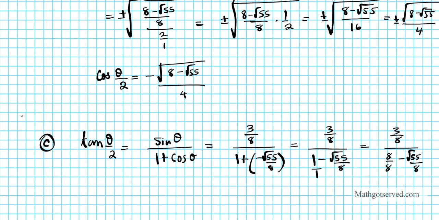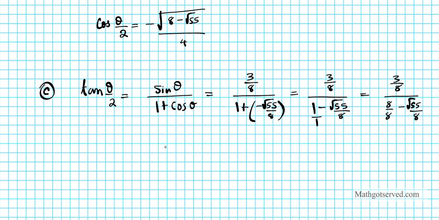Okay, now we're going to combine the denominator. The denominator is going to become 8 minus root 55 over 8. Now we're going to multiply the numerator by the reciprocal of the denominator. 3 over 8 times the reciprocal of the denominator, 8 over 8 minus root 55. So we have the 8's dividing out. So we'll have 3 over 8 minus root 55.